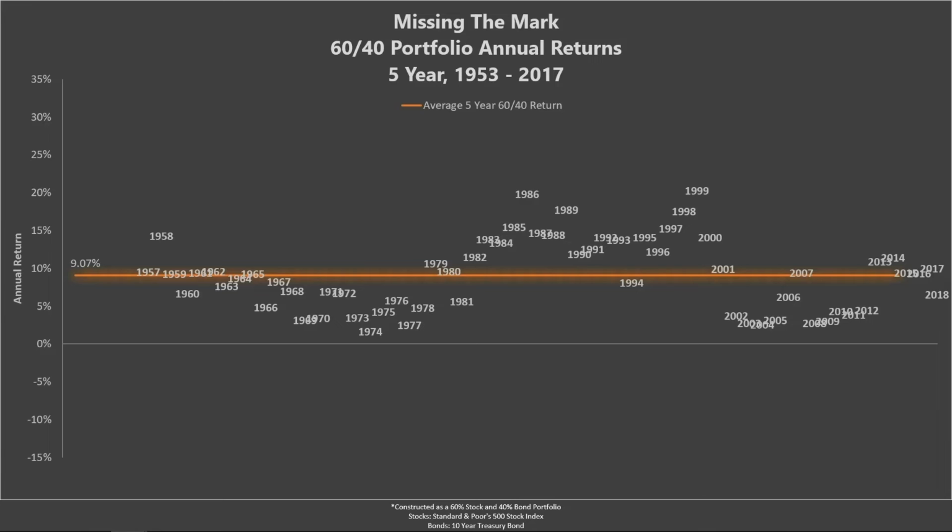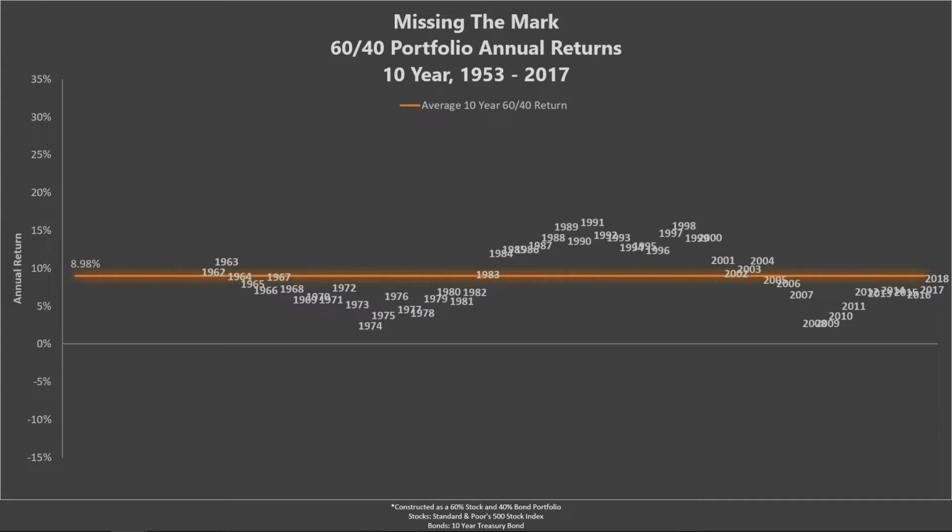Look at this. The 5-year average is still over 9%. 9.07. But there's not a single period, because it's a 60-40 split, from 1953 to the end of 2018, that it went negative. That's pretty powerful information. Dare I say, this is looking a lot less and less random.